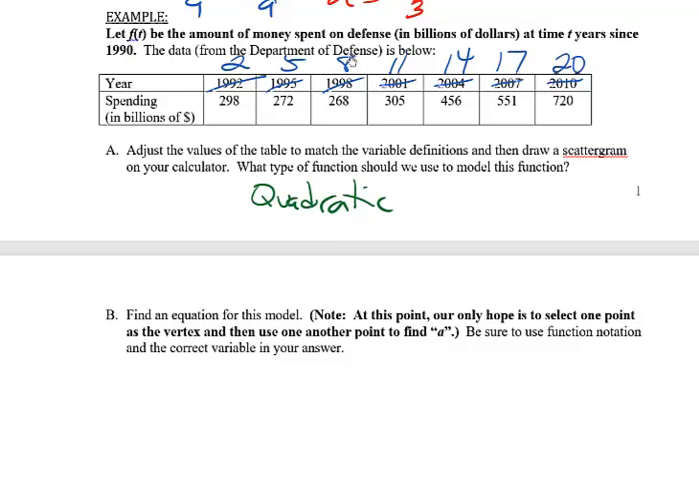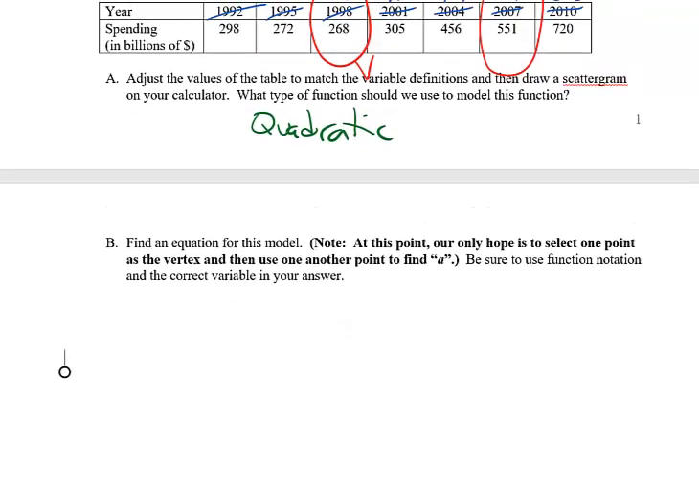Back on the handout then, we decided we're going to use this third point to be the vertex, and we're going to use this sixth point as our extra point that we need to find the A value in the equation. We just need now to start cranking out the work. I'll list my vertex form again. And I'll fill in the vertex, the 8, 268. That just means in 1998, we were spending $268 billion on defense.